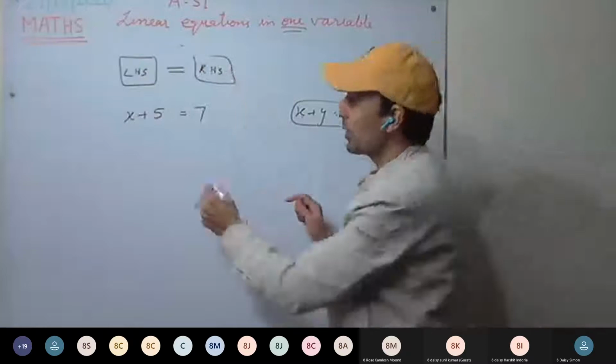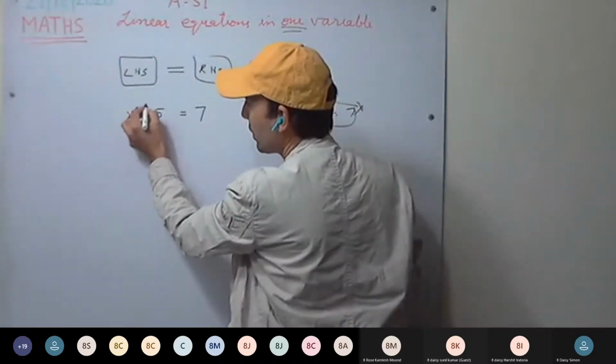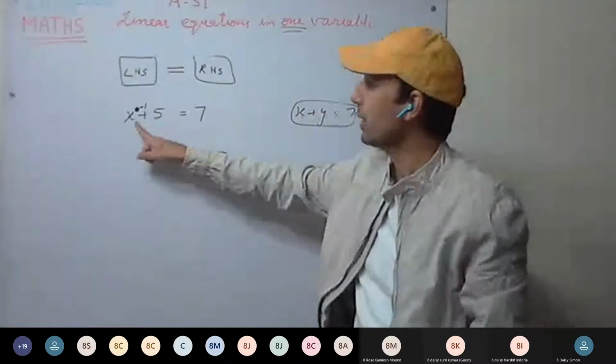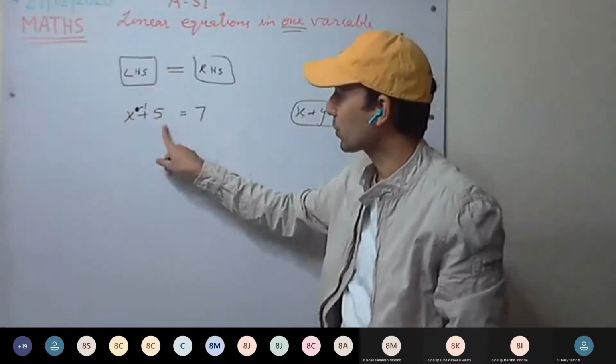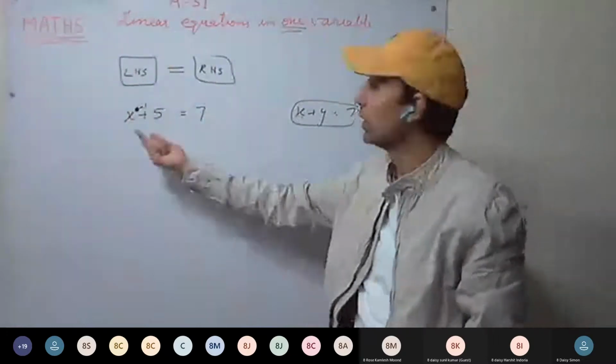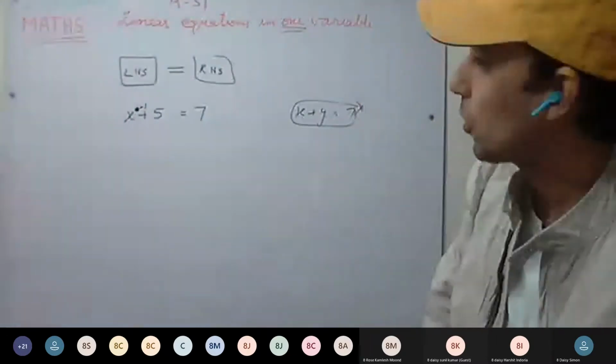And linear equation means the power of the variable is how much? 1. The exponent of the variable is 1. So we'll be discussing linear equations in one variable. Now how to solve them?